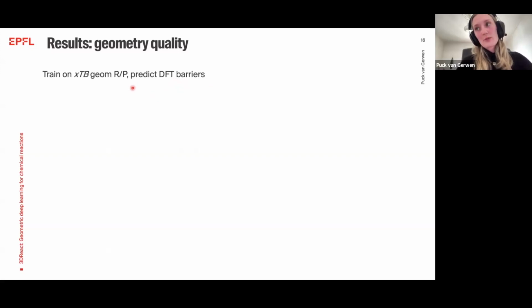So let's say you want to make predictions on some molecules for which you only have the SMILES strings. You want a cheap way to generate these geometries. So this can be done with this cheaper method that I mentioned, XTB. And the question was whether, if you use these XTB geometries, you can still get good predictions on these higher level barriers.